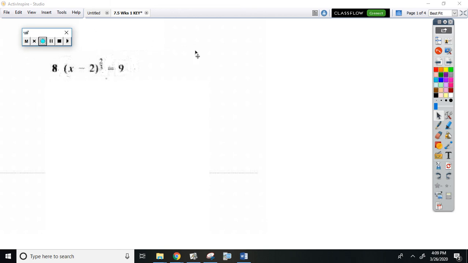All right, so I'm just jumping on here. I had another request to go over numbers 8, 10, and 13 from our 7.5 worksheet 1, which I assigned before break. So number 8, first one I was asked about.